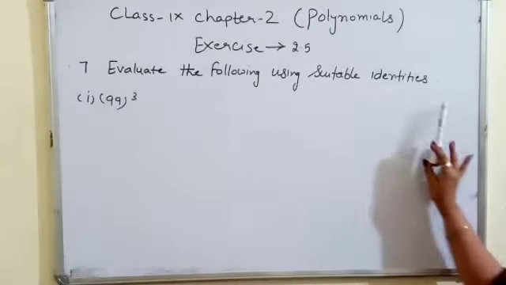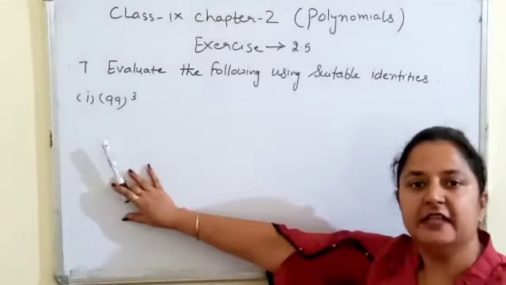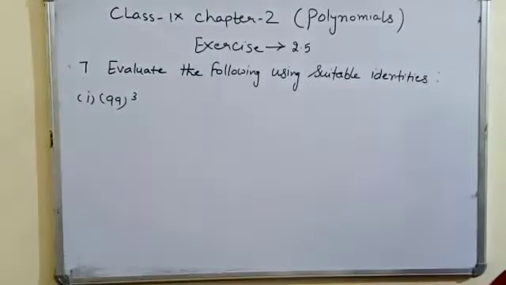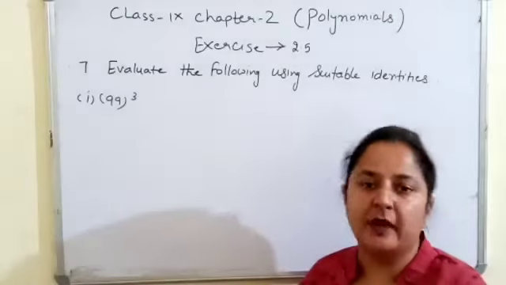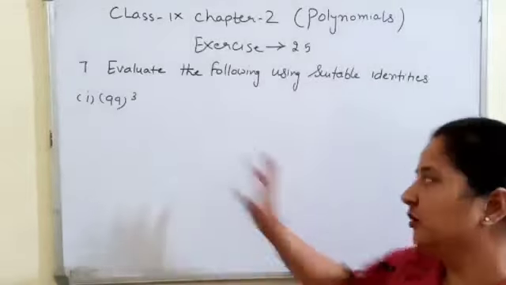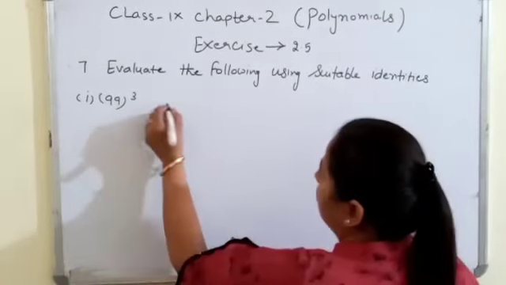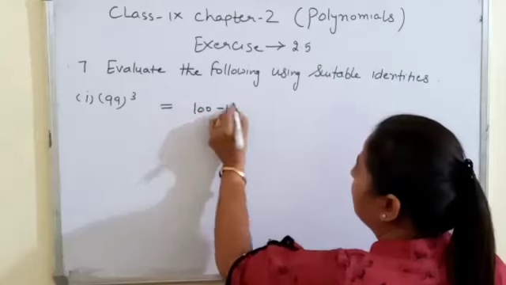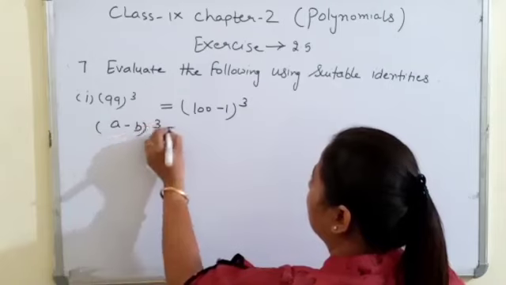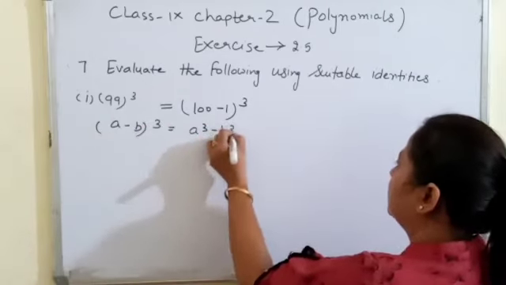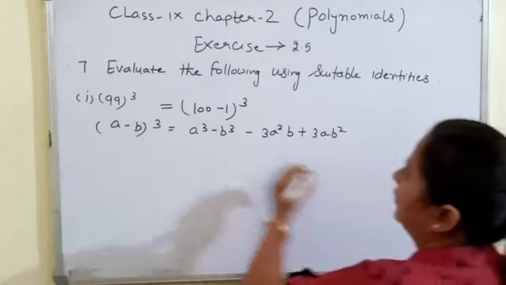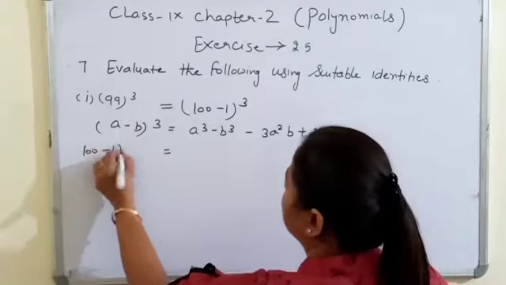Evaluate the following using suitable identity. We have to evaluate 99 cube. We have to solve this using a suitable identity, not by direct multiplication. We have also done this in the question for the square. Now for 99 cube, how can we solve it? We can write 99 as 100 minus 1 whole cube. So we can apply here A minus B whole cube. This is A cube minus B cube minus 3 A square B plus 3 A B square. So A is 100, B is 1 here.